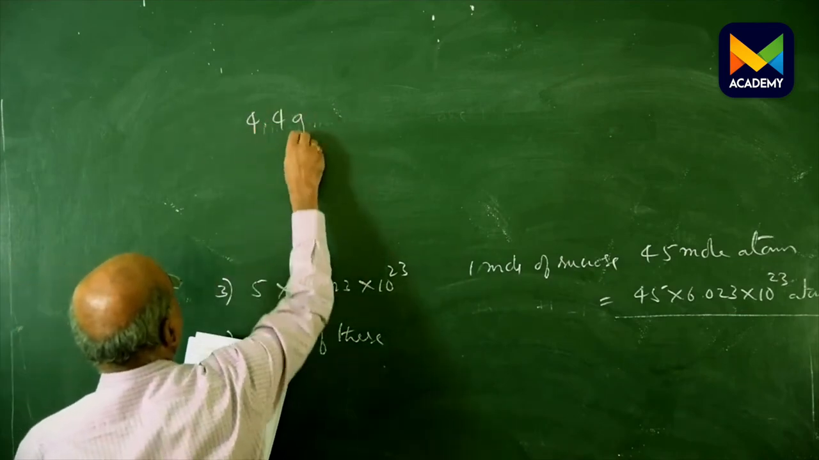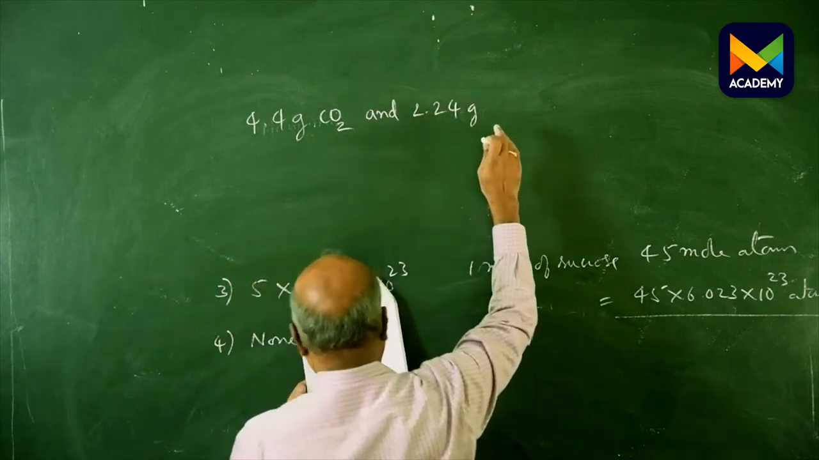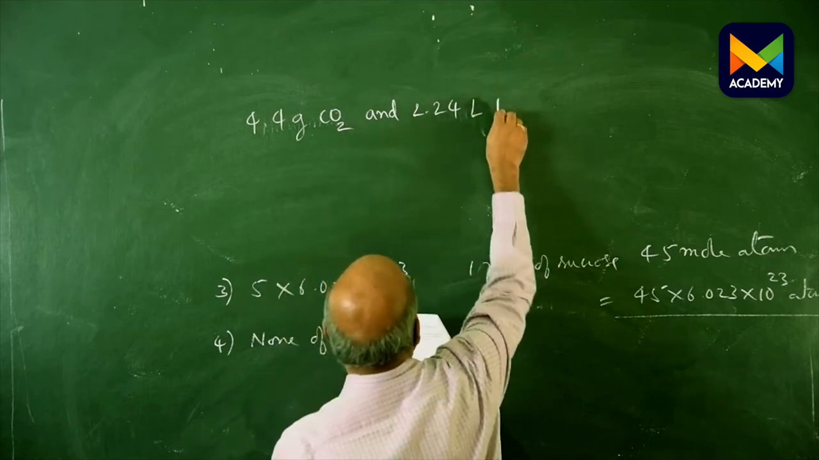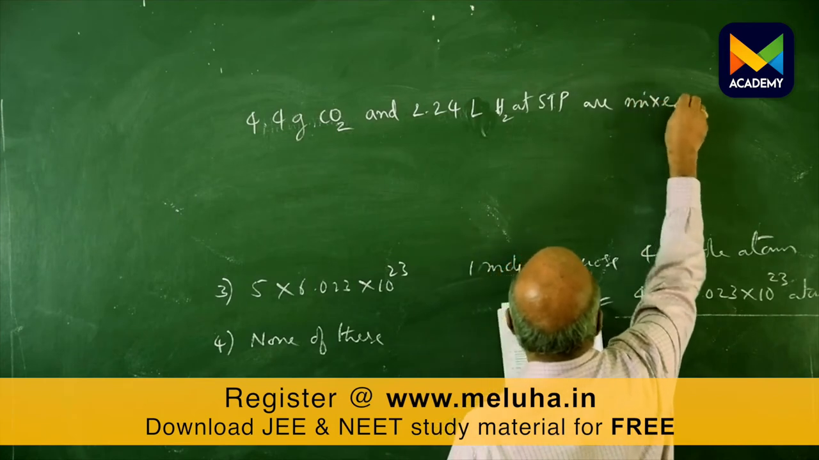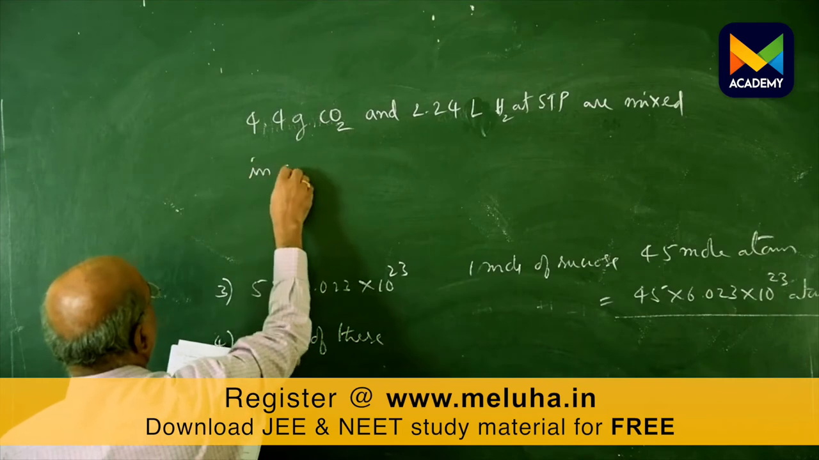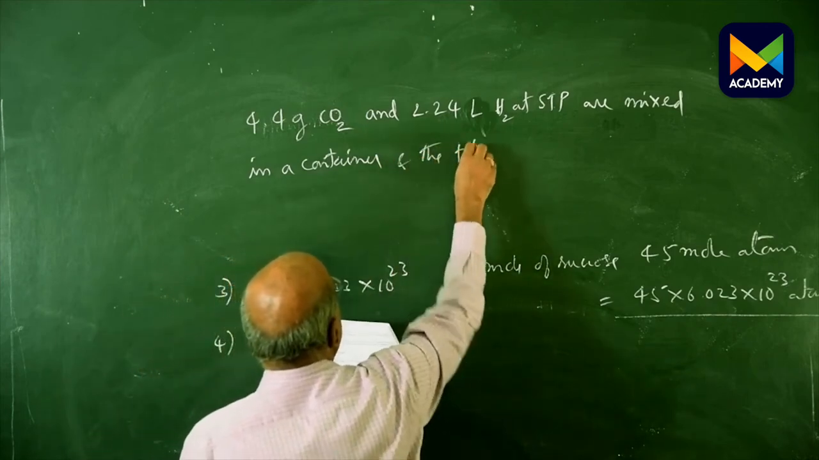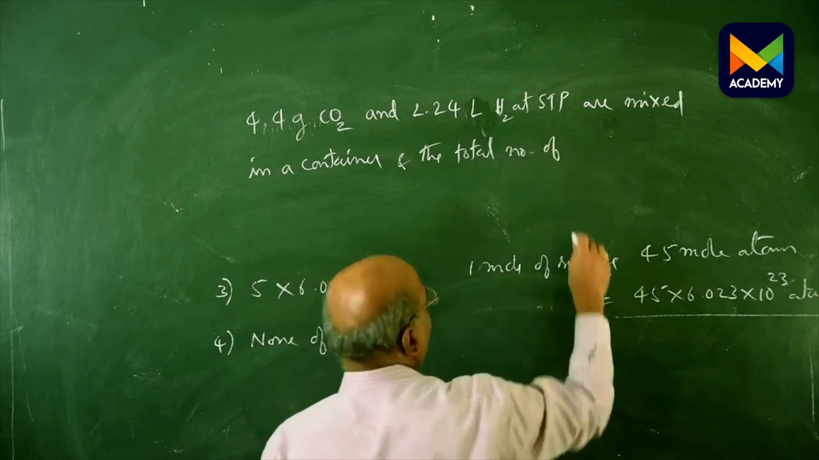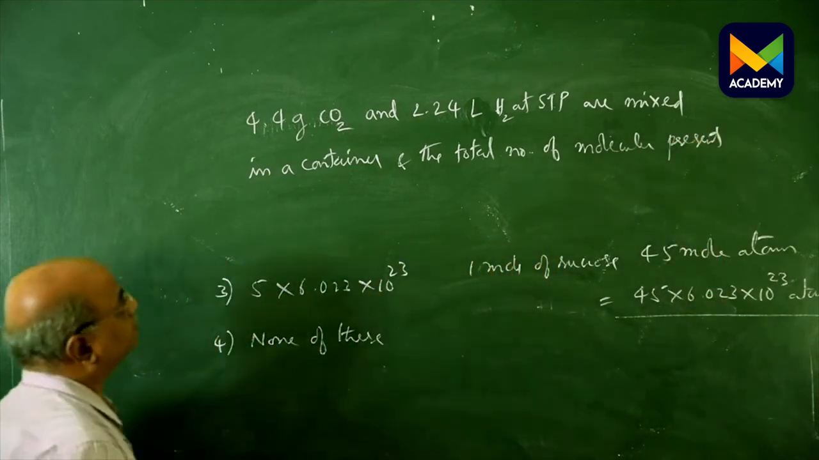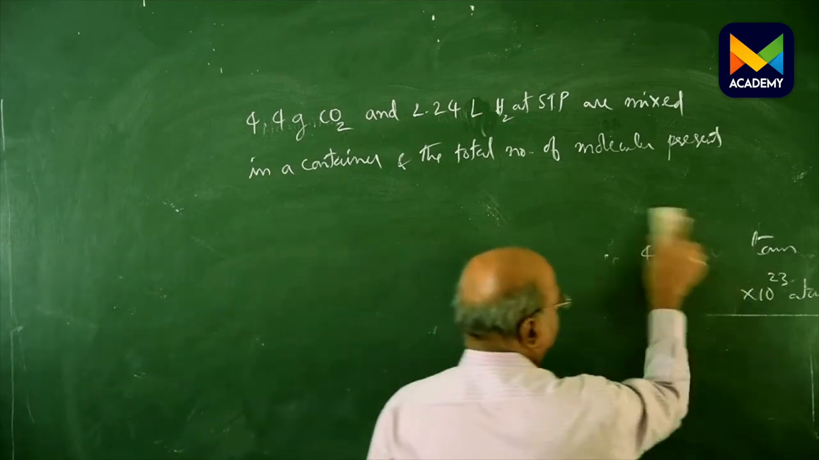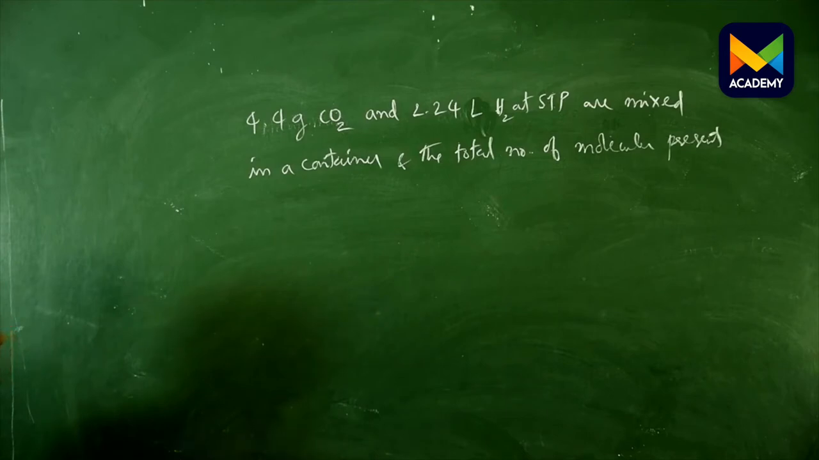4.4 gram carbon dioxide and 2.24 liter hydrogen at STP are mixed in a container and the total number of molecules present. So two gases are mixed up here. One is carbon dioxide, 4.4 grams that is taken, and another is hydrogen, 2.24 liters hydrogen at STP point of view. These two are mixed into a container, and what the total number of molecules present?